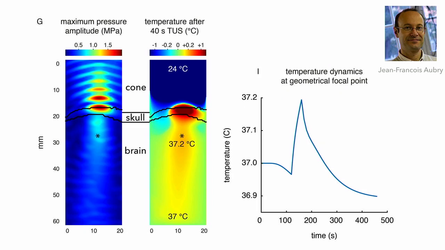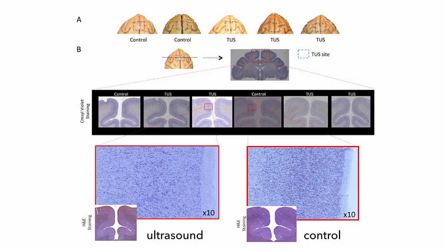Now, some safety aspects first. In collaboration with Jean-François Aubry in Paris, thermal simulation here in the color panels, depicted with the ultrasonic coupling cone at the top, and then in black outlines the skull, and below would be the brain, reveals that most of the acoustic pressure and most of the acoustic energy is absorbed by the skull, heating up to nearly 40 degrees, but actually the temperature rise after 40 seconds of stimulation, the train that we used, is a fraction of a degree. And to jump to the end of this study, histology did not show any change in microstructure.